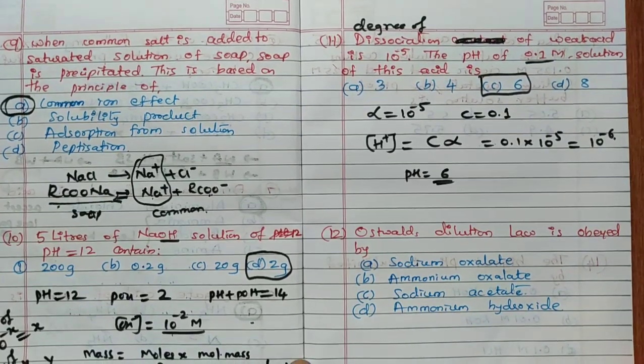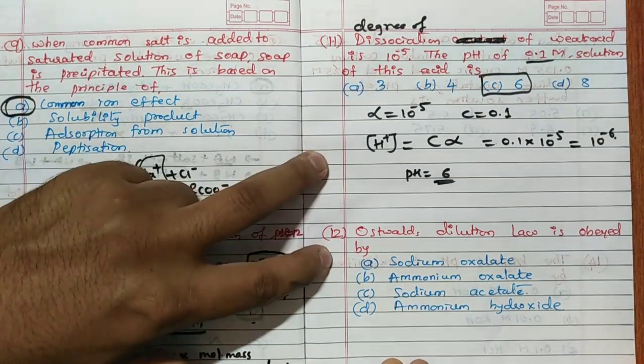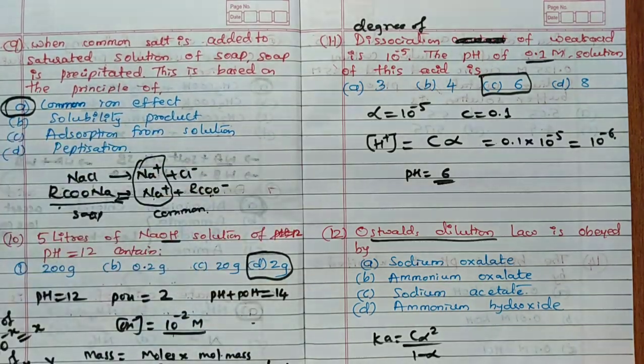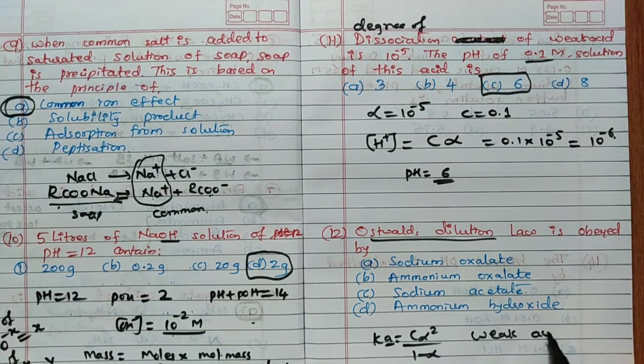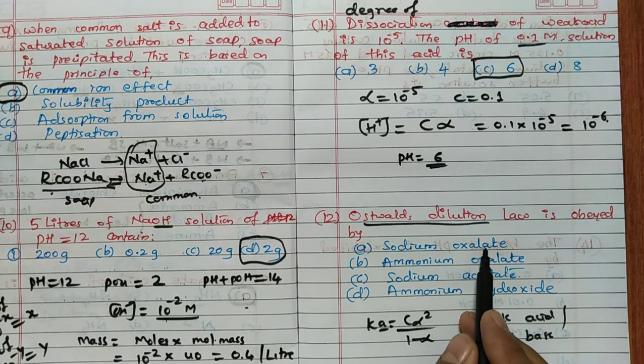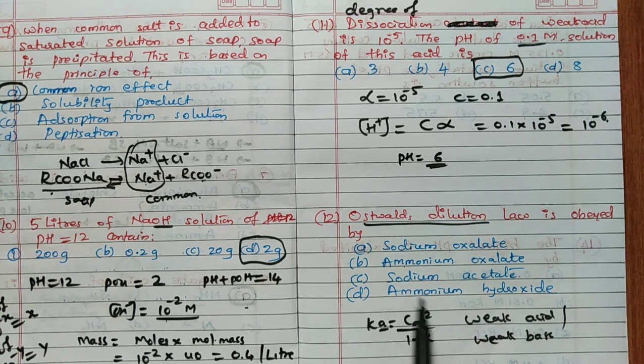Now, Ostwald's dilution law is obeyed by which one? See, Ostwald's dilution law, that is Ka is equal to C alpha square divided by 1 minus alpha. This is mainly given for weak acid, or remember, only for weak base. Only for these two. So now you can see sodium oxalate is strong, ammonium oxalate is strong.